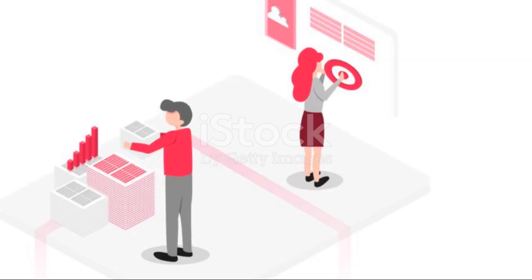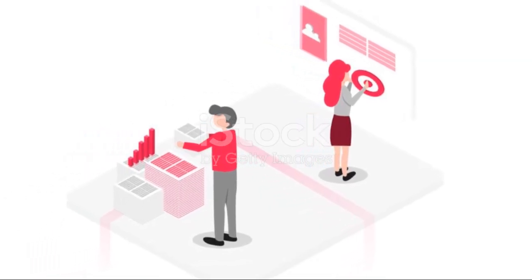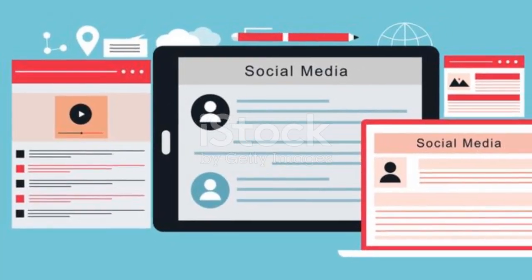And there you have it. 5 essential steps to mastering social media marketing. Remember, the landscape of social media is always changing, so stay curious, stay adaptable, and most importantly, stay engaged with your audience.